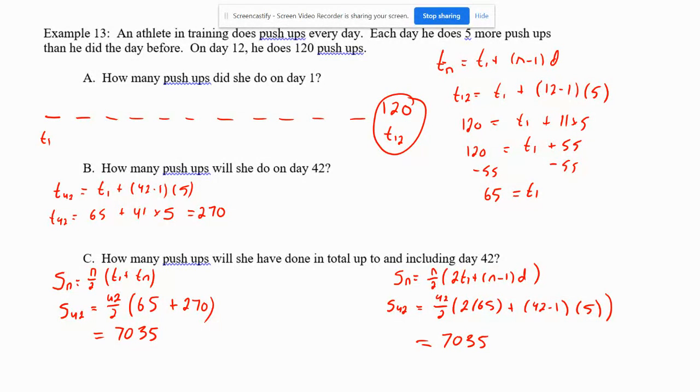Now, in which situations do you want to use each? The first formula here, guys, is better if you know the first term and you know the last term. I think this formula is easier to use. Okay, but the second one is going to be more useful if I don't know the last term, but I do know the common difference. I can say the second formula is going to be easier to use.